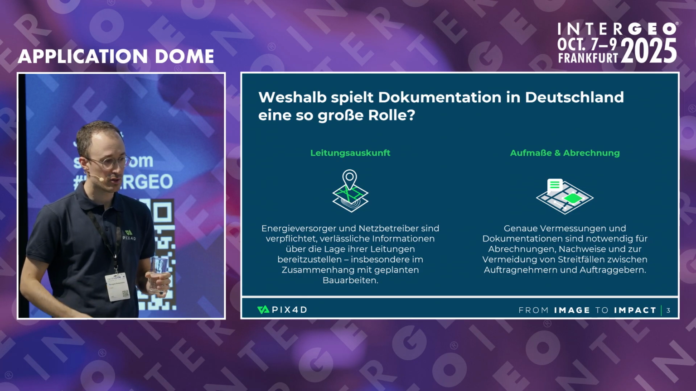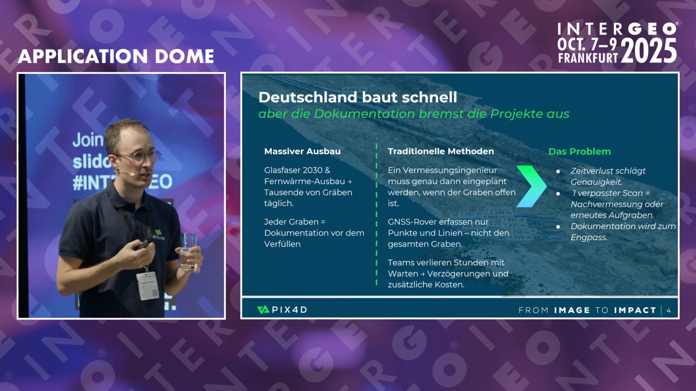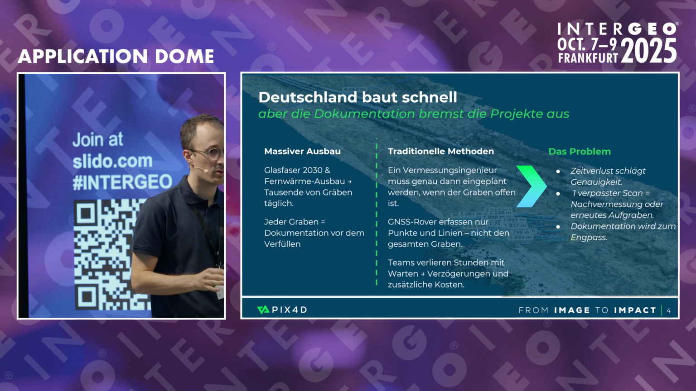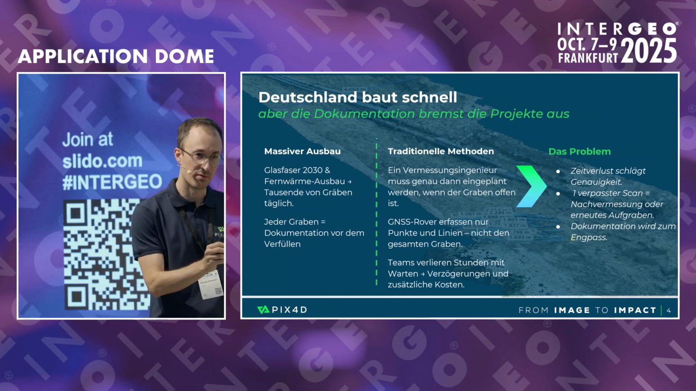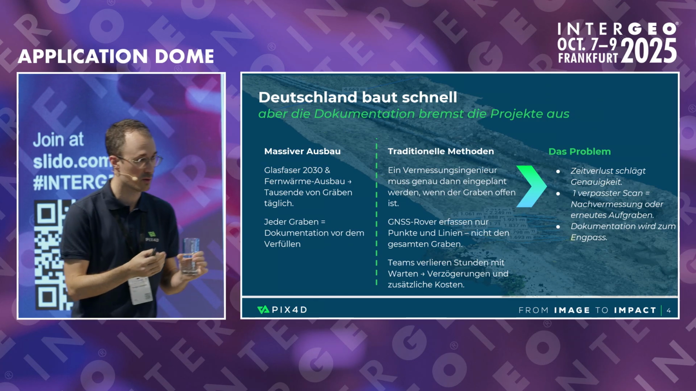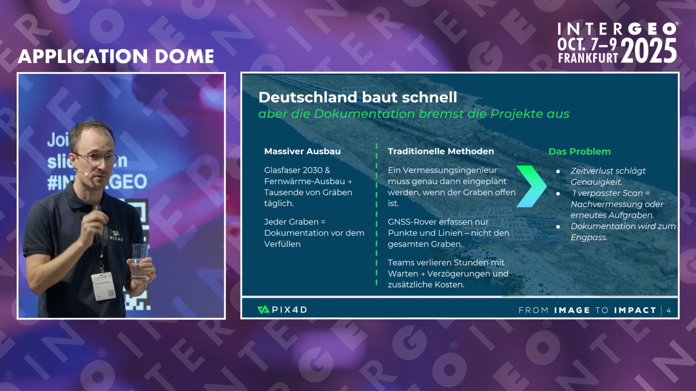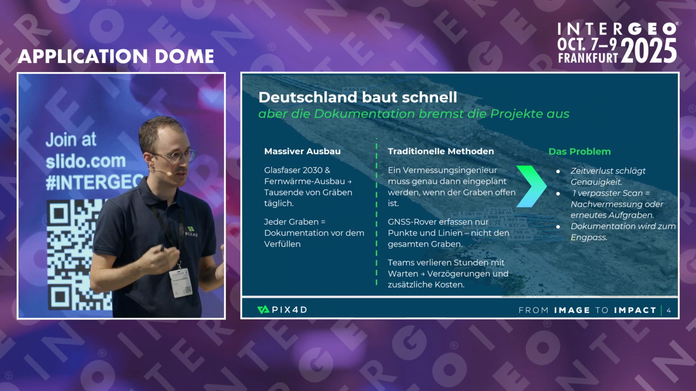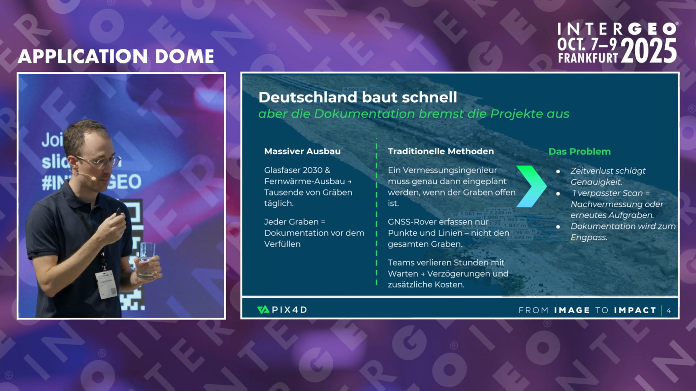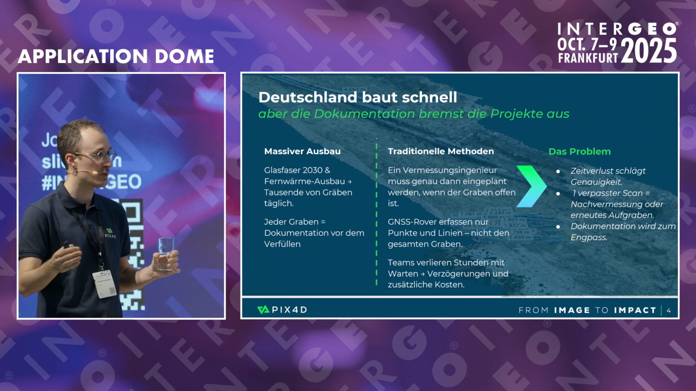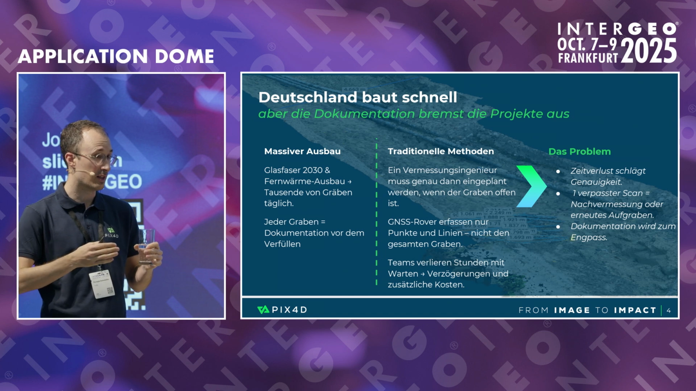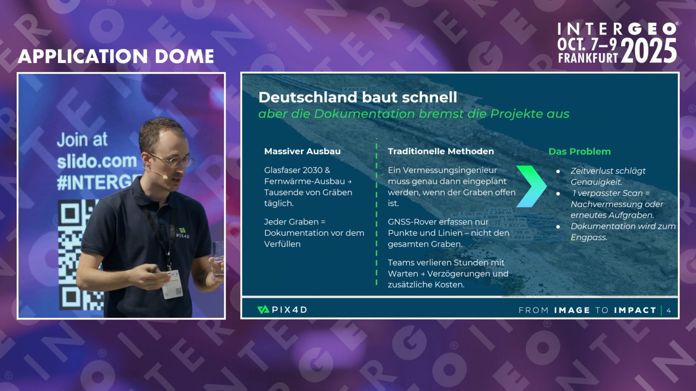We're going to have a look at Germany first, and we're going to look at two examples. So our solution works with any kind of utility. It's not specialized into any specific one, and you'll see why it's so powerful. So in Germany in particular, we have two massive projects going on. We have the fiber optics deployment that is happening right now. There's hundreds of kilometers every week that are being dug and expanded.